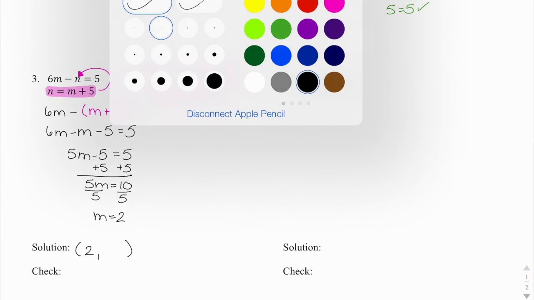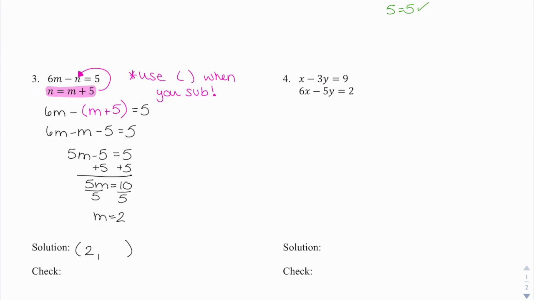To find the other half, I take that and I substitute it back into what n was equal to. So I knew n was equal to m plus 5. I know that m is 2. So n equals 7. So I get my solution is (2, 7).